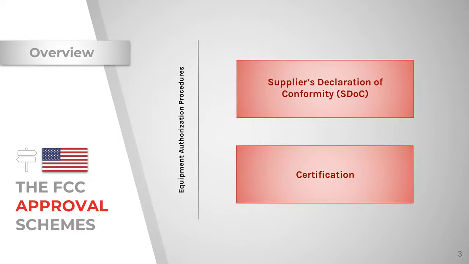Many products these days, for example, devices such as mobile phones, wireless local area networking equipment, notebook computers, and tablet computers, are a combination of radio transmitters requiring approval using the certification procedures and unintentional digital circuitry requiring approval using the SDOC procedure.